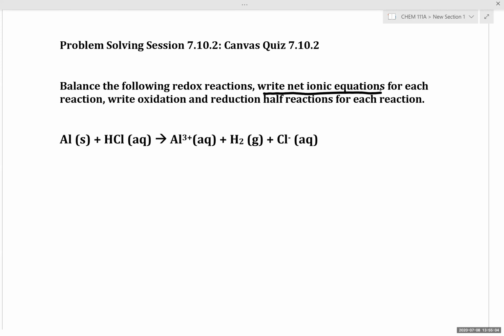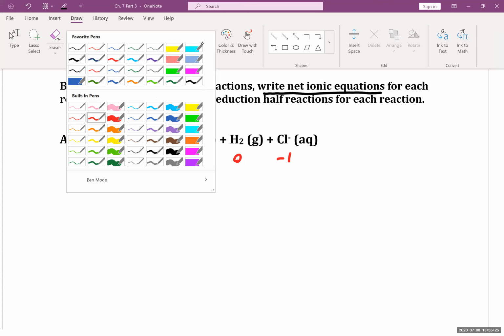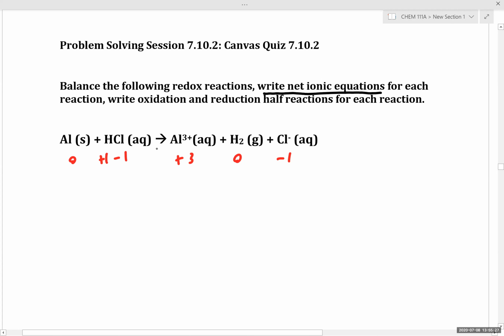Okay, so let's discuss this example. First and foremost, we need to assign oxidation numbers. Aluminum is 0, aluminum 3 plus is +3, hydrogen is +1 in HCl, chloride is -1, and hydrogen in hydrogen gas is 0. Now we're going to write out our oxidation and reduction half reactions.